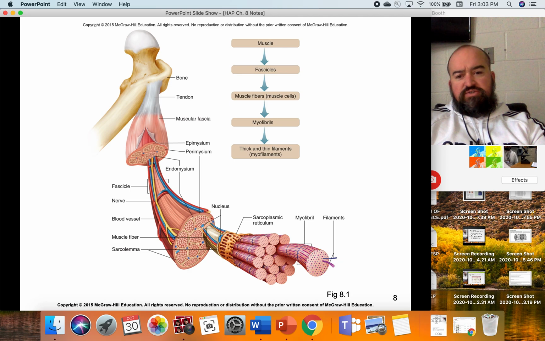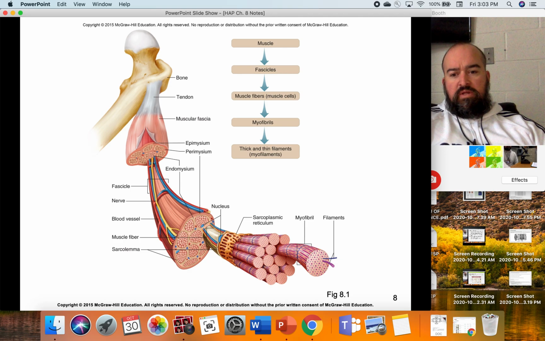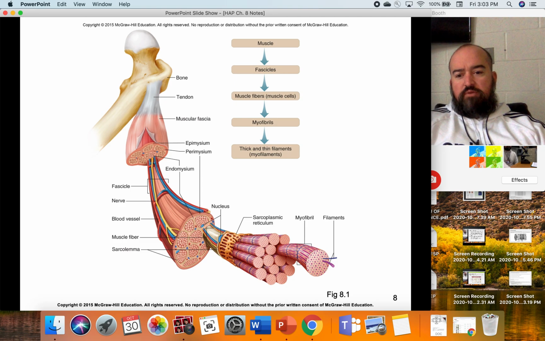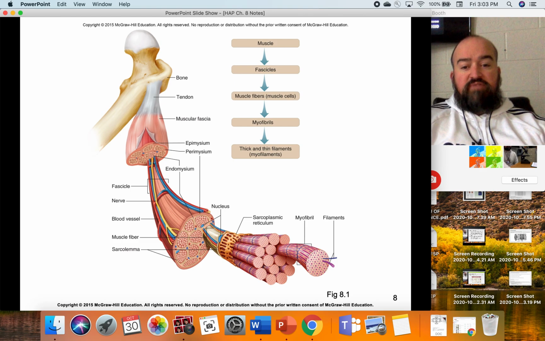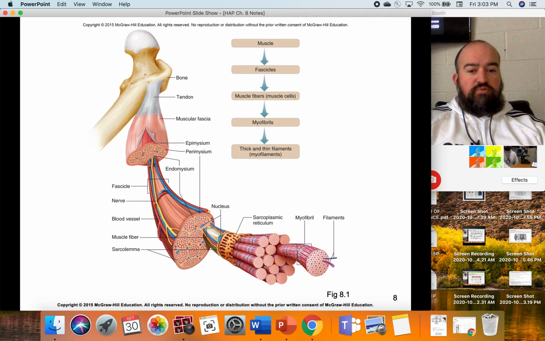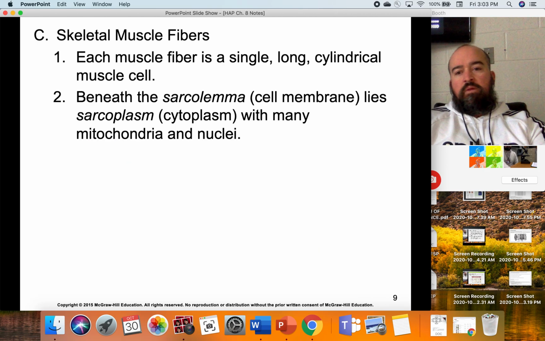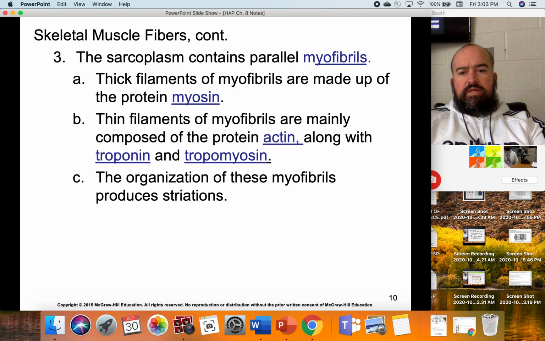There's some other structures labeled here that are important. Sarcolemma is a special term for the muscle cell membrane. The sarcoplasmic reticulum is a special term for the endoplasmic reticulum of a muscle cell. And if you remember from biology, endoplasmic reticulum is sort of a network of membrane tubes that transport stuff. Mentioned all of that already.